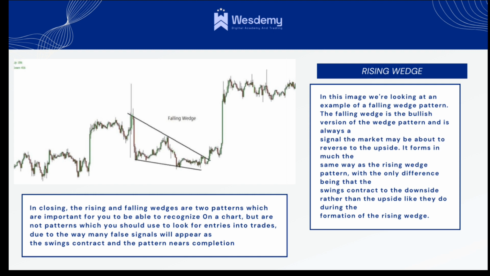So you have to understand and have an image of these patterns already. It forms in much the same way as the rising wedge. The only difference right here is that the swings contract to the downside rather than the upside like they do during the formation of the rising wedge. So basically, if you notice, these patterns are just the inverse of each other, because one tells you when you're having a reversal from bullish to bearish, and the other tells you when you're having a reversal from bearish to bullish. Okay, so that is it.